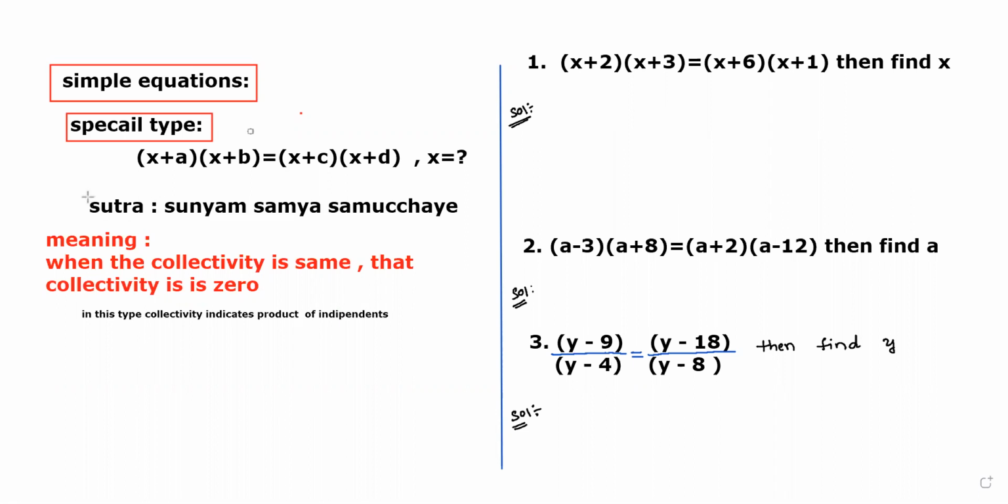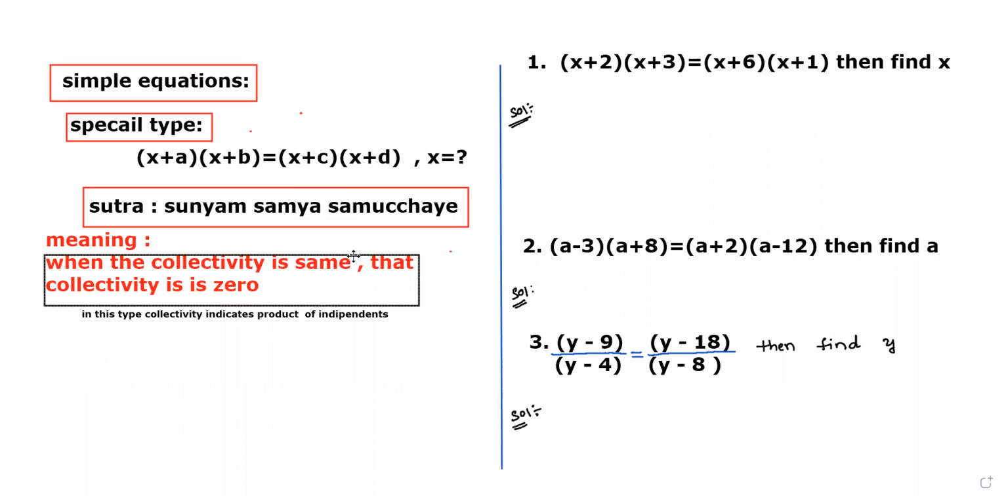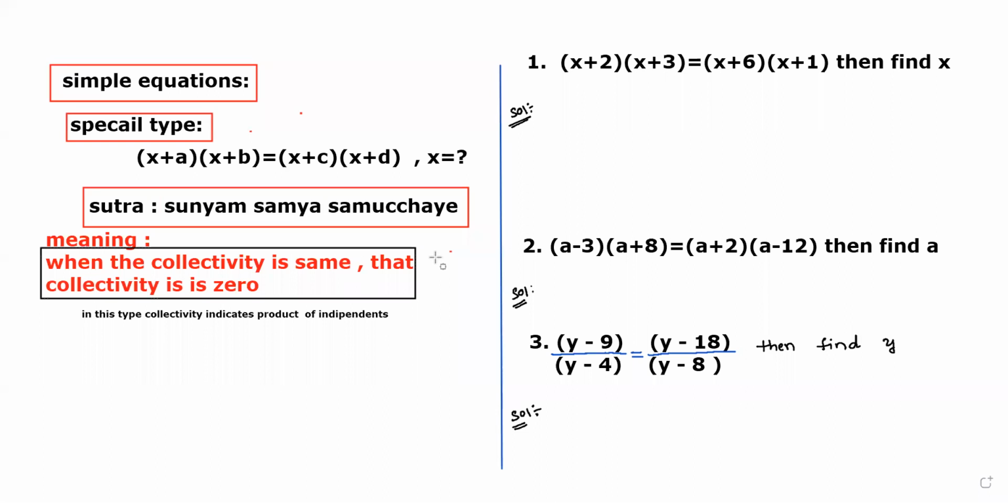So here we are using one of the Vedic Sutras. The sutra name is Sunyam Samya Samuchaya. What is the meaning of Sunyam Samya Samuchaya? When the collectivity is the same, that collectivity becomes zero. Here collectivity has different meanings depending upon the problem, but in this case, collectivity means the product of independent terms here.